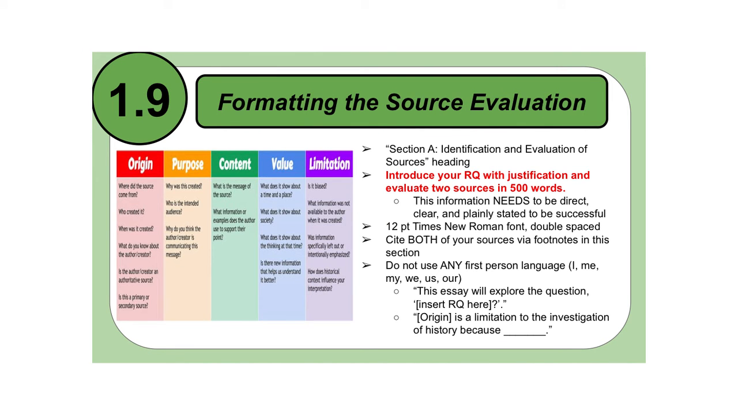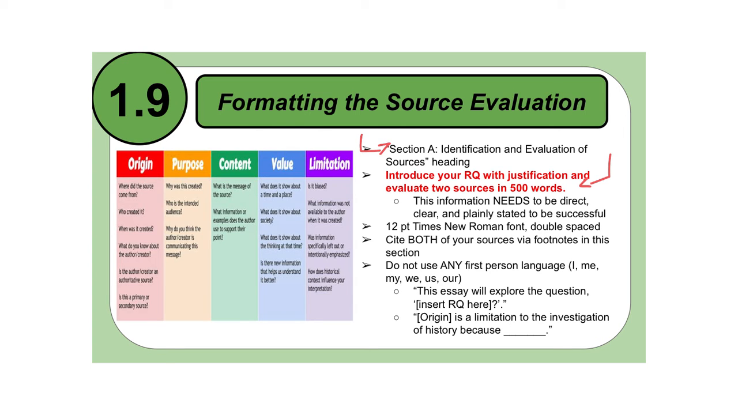So how do you format part A? The first thing you're going to do is make your header: Section A, Identification and Evaluation of Sources. That is what the IB specifically asks for, so please make your heading say that. This is where you introduce your research question and justification, and then evaluate the two sources in 500 words. That is the total number of words for part A, and it includes your research question, justification, and then the OPCVL of those two sources.